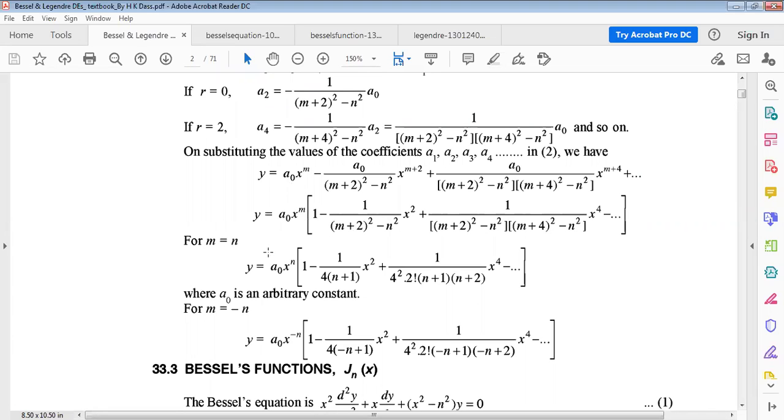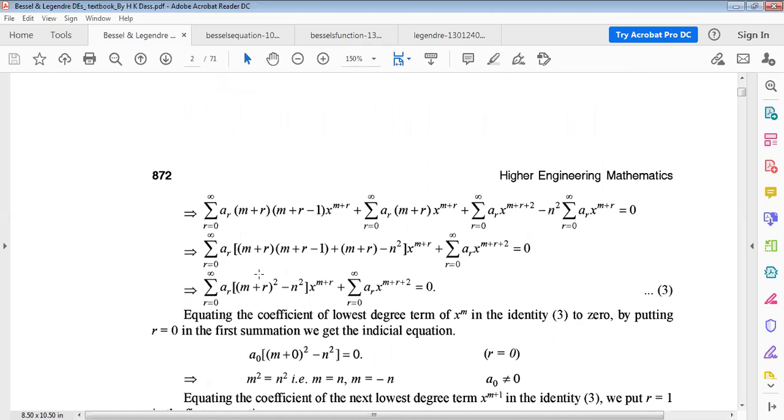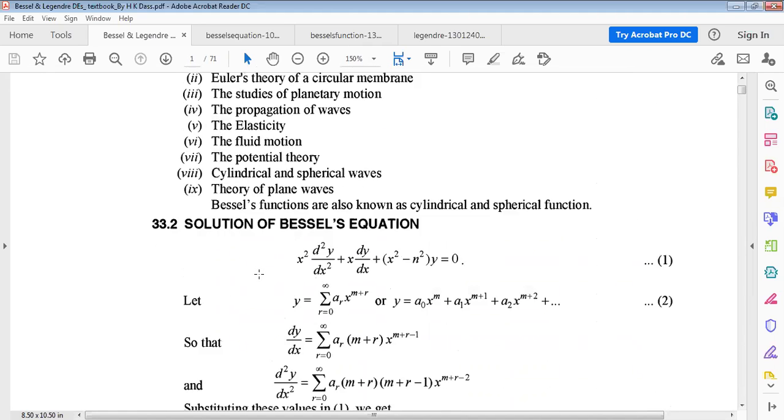For m equals n, if we put m equals n, then we get this. N plus 2 whole square minus n square will be 4n plus 1. Now here a naught is an arbitrary constant. For m equals minus n, this. So this y and this y are the solutions of the Bessel differential equation. And this is very important for you. I hope everybody understands this.